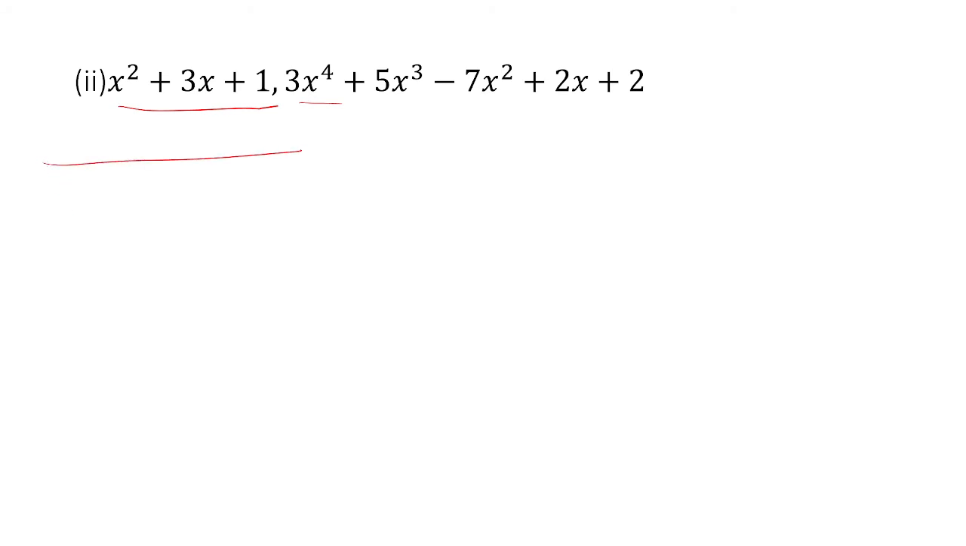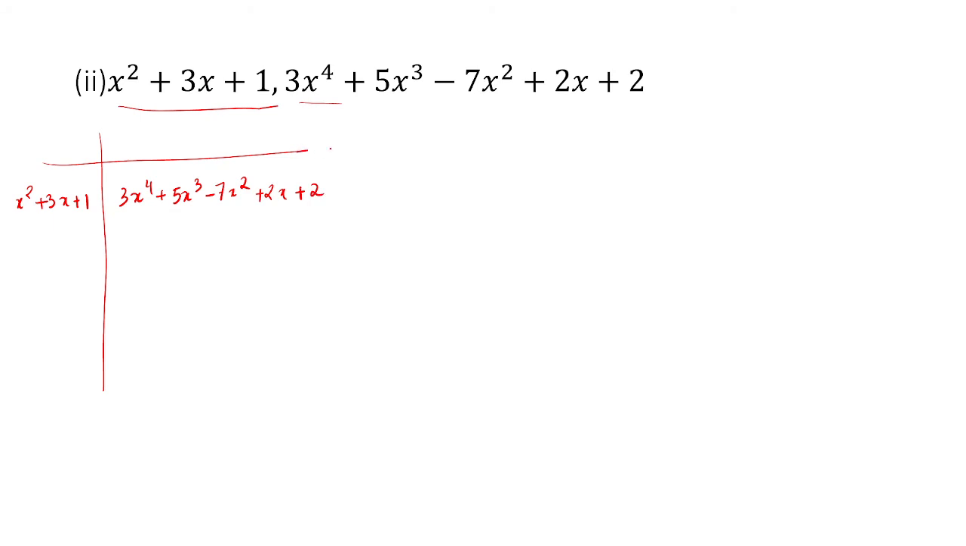I'll start from over here, in case we run out of space. So this is going to be x squared plus 3x plus 1. You have to divide 3x to the power 4 plus 5x to the power 3 minus 7x to the power 2 plus 2x plus 2.